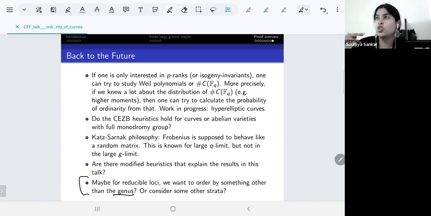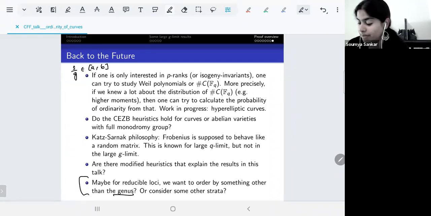So the right thing to measure in that case is not really the p-rank, but maybe you look at the p-rank and divide it by g and ask what is the probability that this lands inside a certain interval? You have to place some lower bound on the lower part of the interval. So one can probably say something about this. I think it's doable. It just hasn't been done.